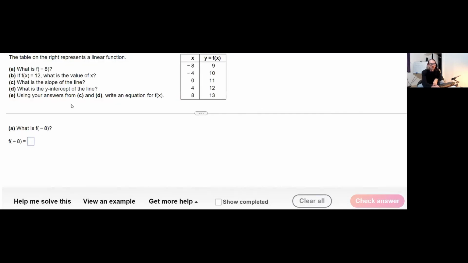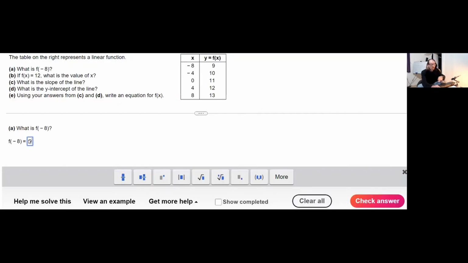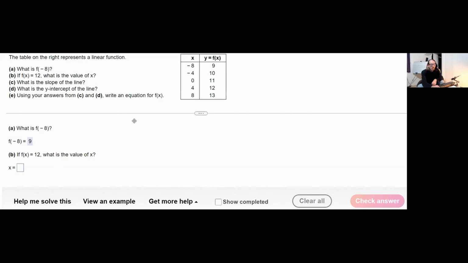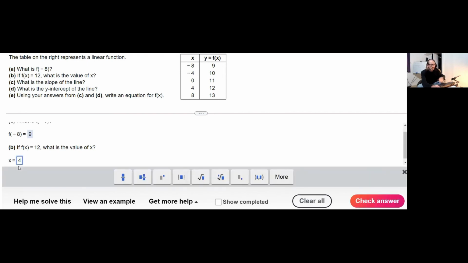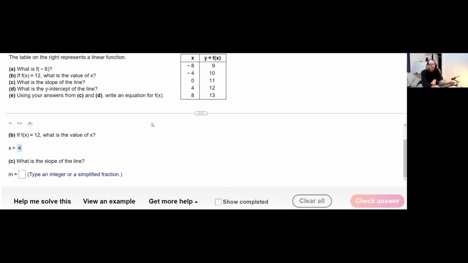F of -8 equals 9. Whereas here, f of x equals 12, they're giving us y. Track back to x equals 4. We are told that this is a linear function, and the way that we can tell that is that as the y values keep going up by 1, the x coordinates keep going up by 4. That's actually the slope.